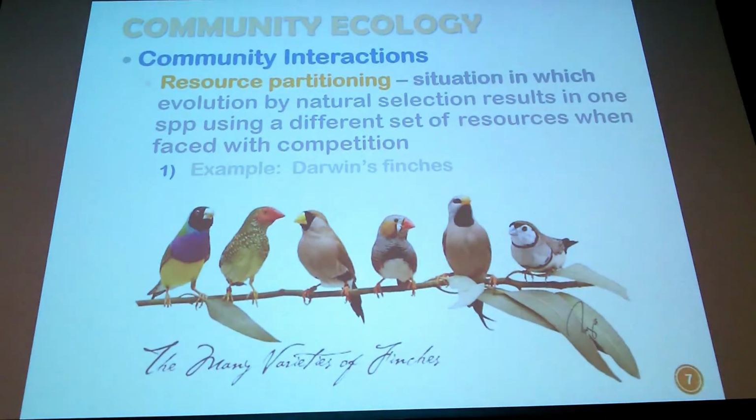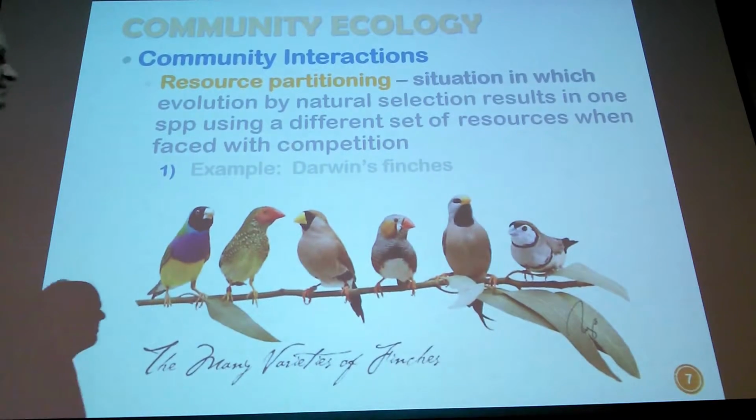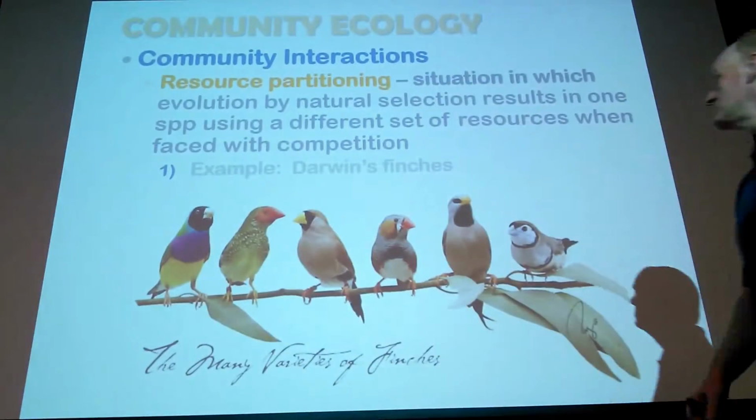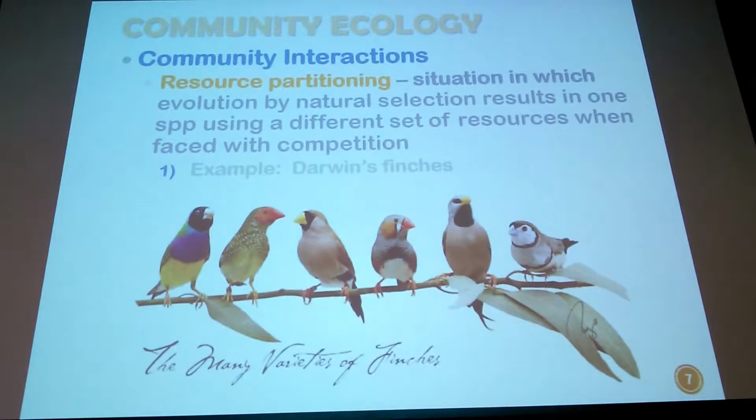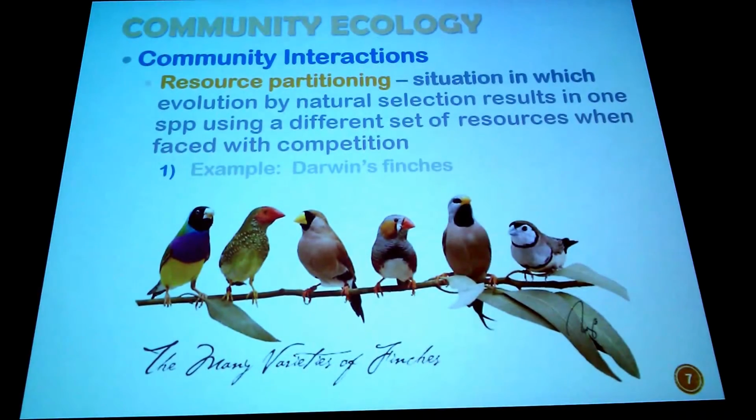Resource partitioning. Situation in which evolution by natural selection results in one species using a different set of resources when faced with competition. Again, back to Darwin's finches. It's a classic example. And if I keep using it over and over, maybe it'll make sense as to why it is such a classic example.